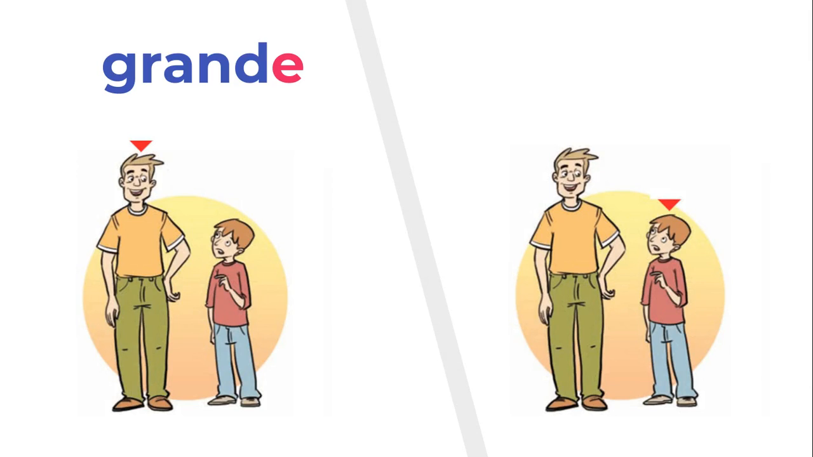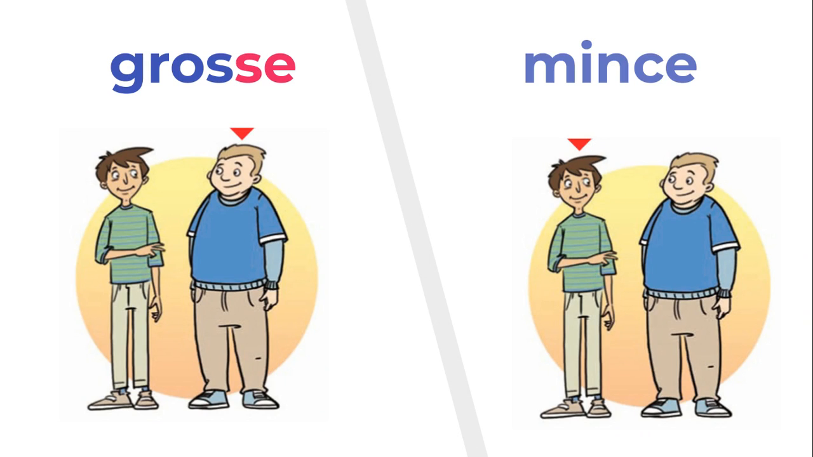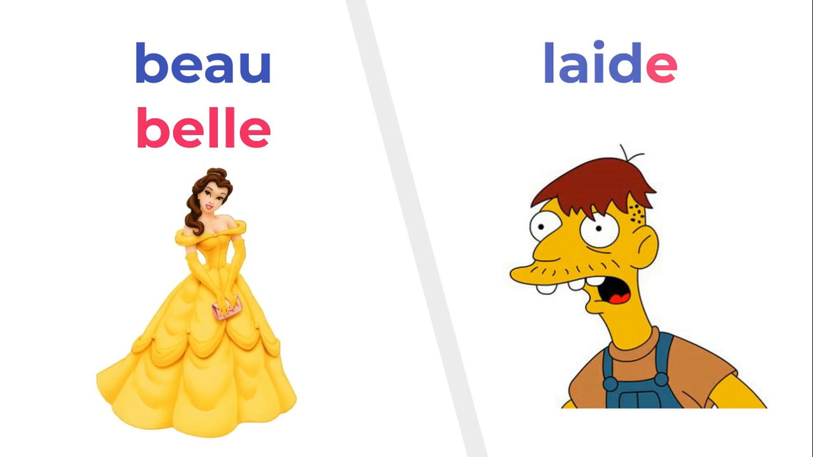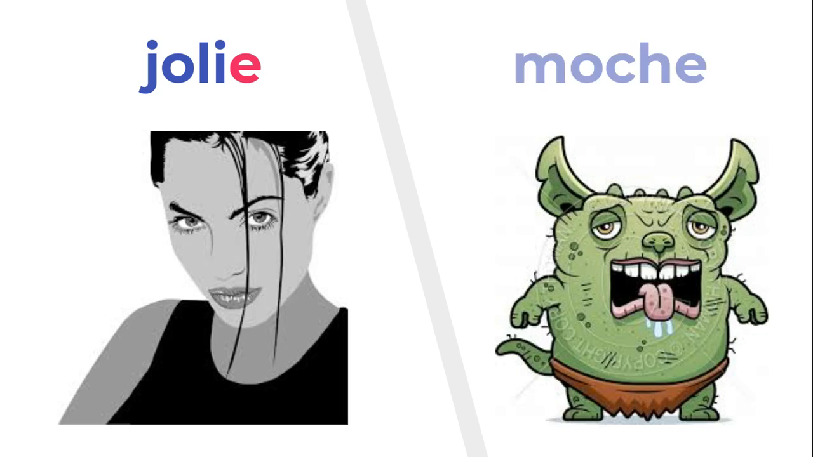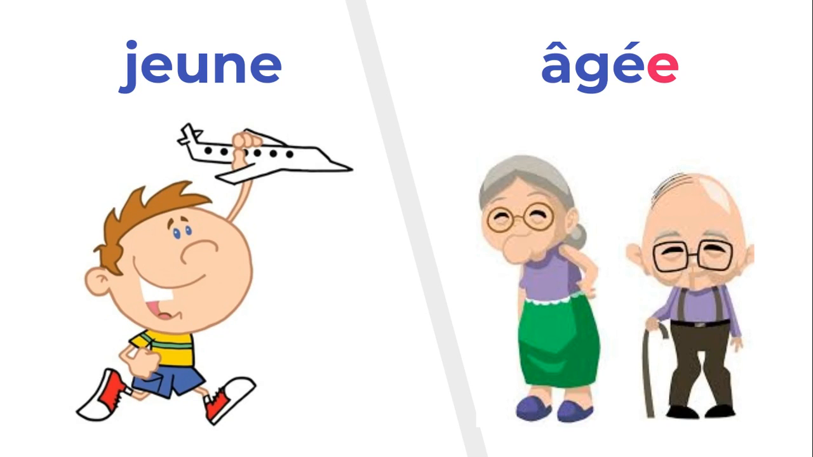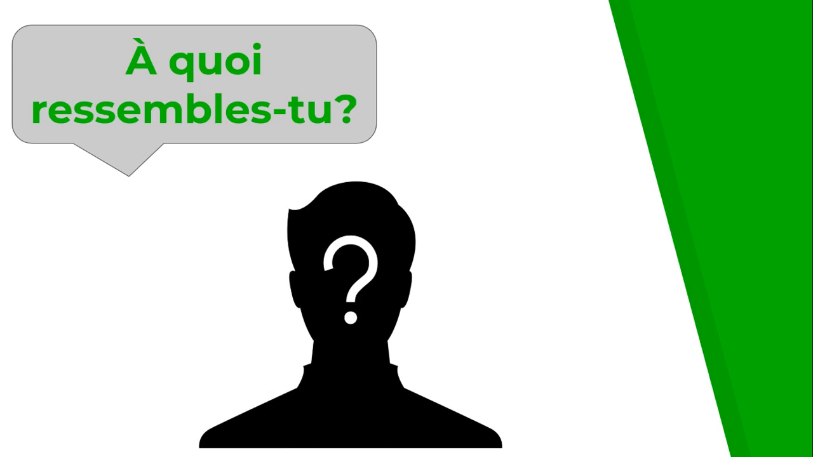Grand, grande. Petit, petite. Gros, grosse. Mince, mince. Excellent. Répétez. Beau, belle. Laide, laide. Jolie, jolie. Moche, moche. Mignon, mignonne. Jeune, âgé, âgé. Fort, forte. Faible. À quoi ressembles-tu? Good, let's do that one again. À quoi ressembles-tu? So what do you look like?